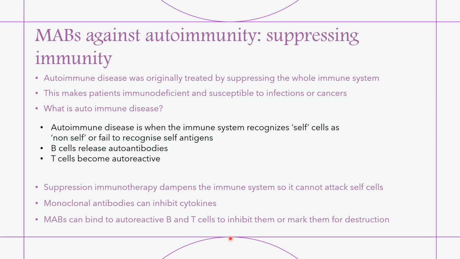So monoclonal antibodies are a really good example of how we can use activating and suppressing immunotherapies to help target diseases and manipulate our immune system to help to stop various diseases.